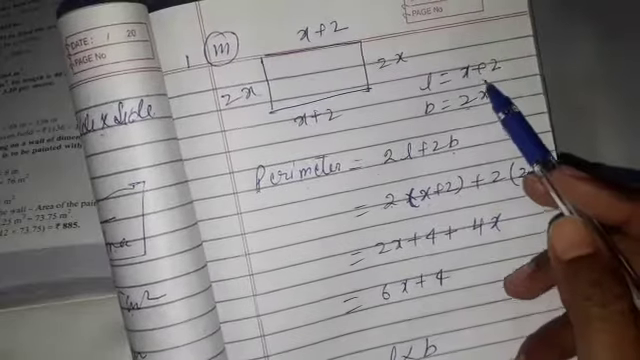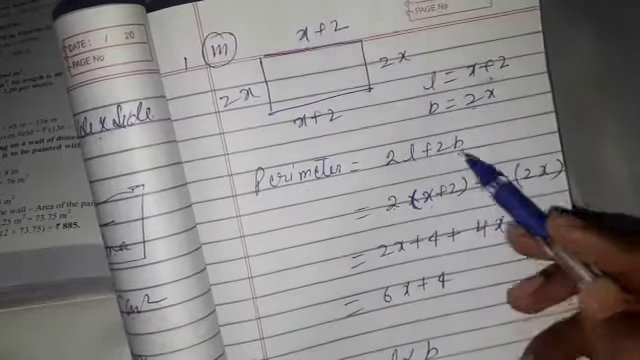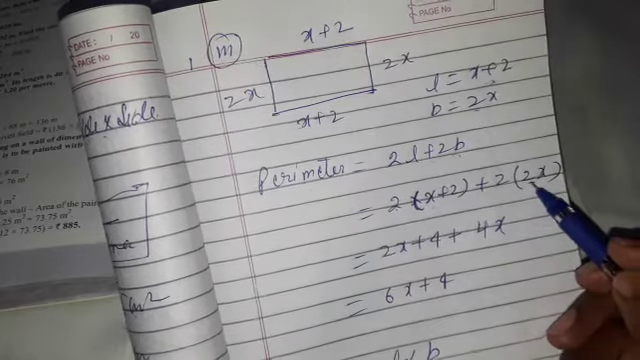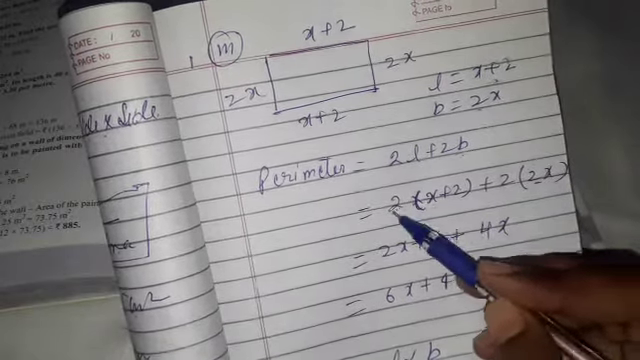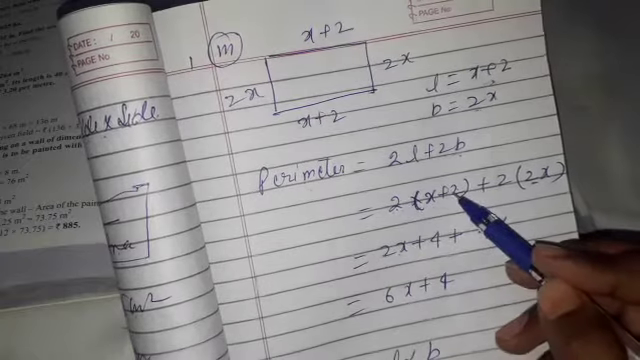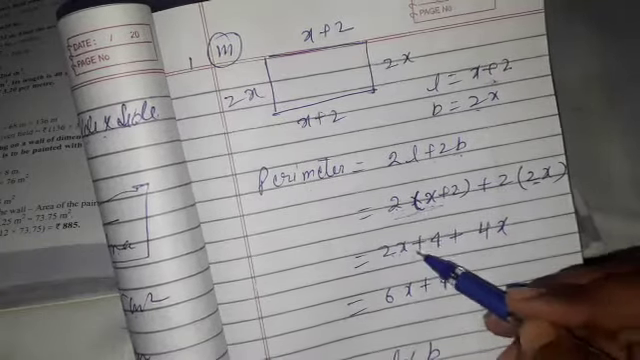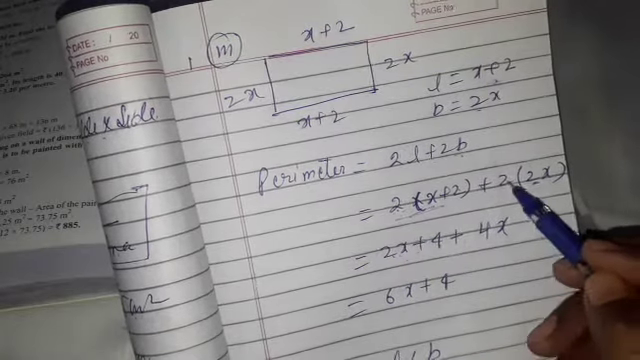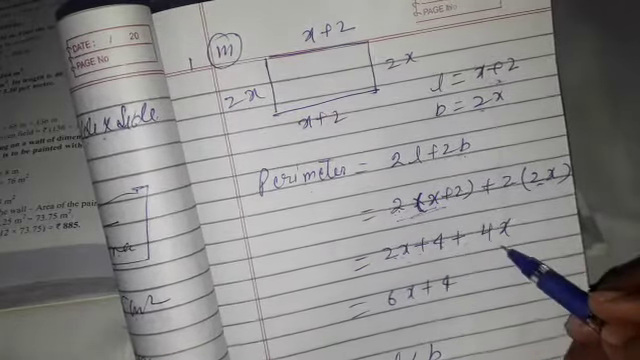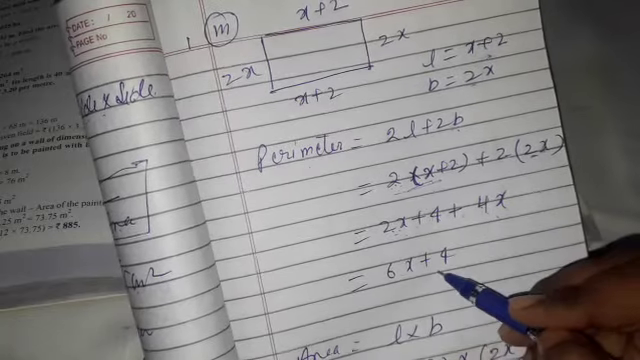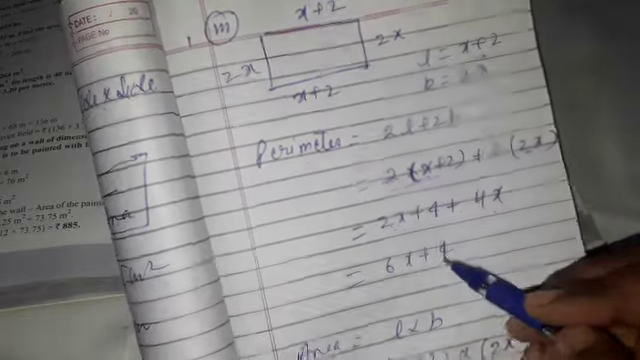So 2 into L. L means x plus 2, plus 2B. 2B means 2 and your B is 2x. So just solve this. 2 into x, 2x, plus 2 into 2, 4. So expand this and you will get 2x plus 4 plus 2 into 2, 4x. Solve this. 2x plus 4x, 6x, and 4 is as it is. So 6x plus 4 is your perimeter.